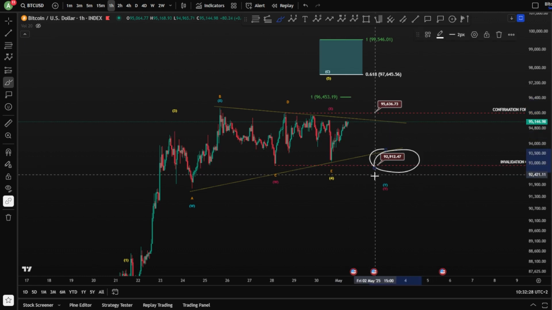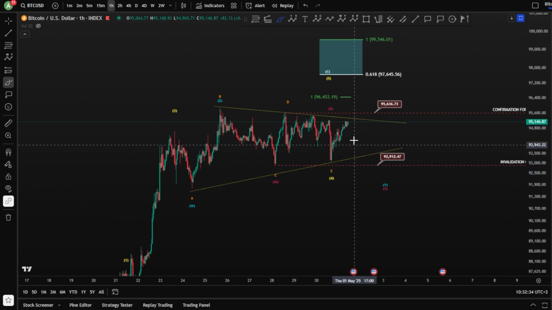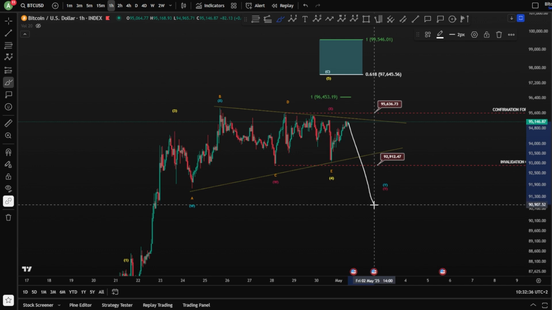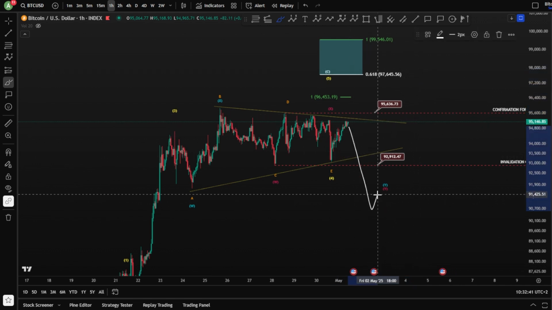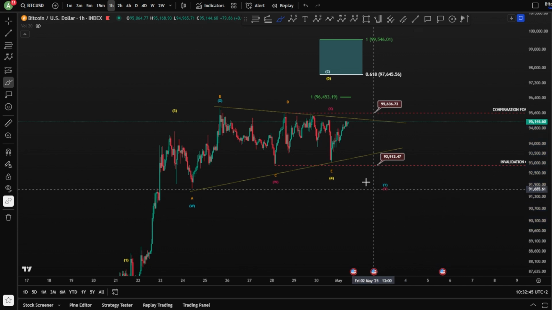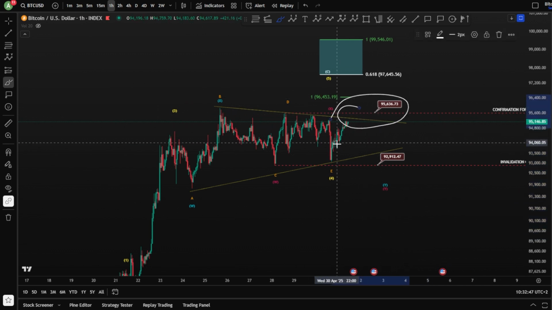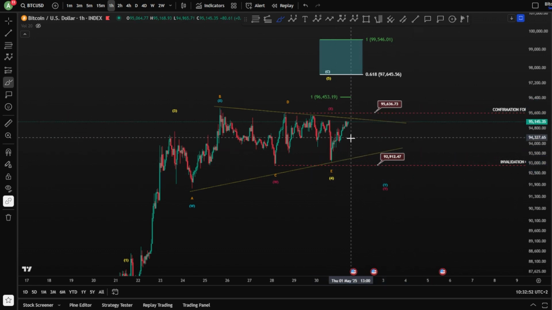Now, when you see this 92K 900 broken, then we can consider a deeper correction and then potentially moving toward the upside, or it can be something else. It can be unfolding an impulse. We're going to see this. However, to be watched today: yesterday we were at this level, today we are at this level. Is it going to be broken? We're going to see together, guys.